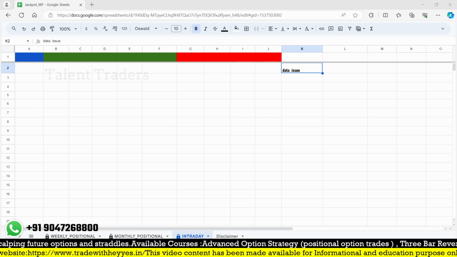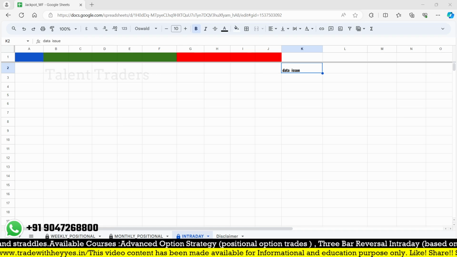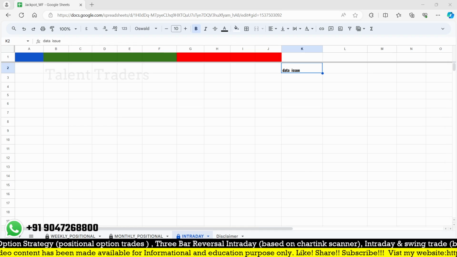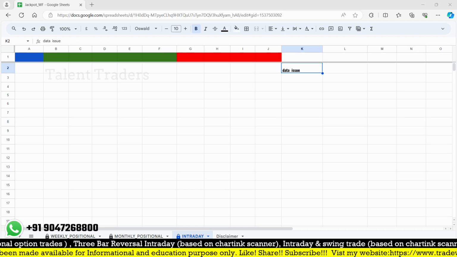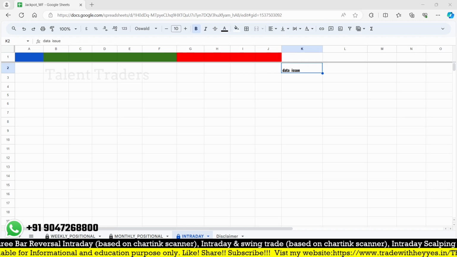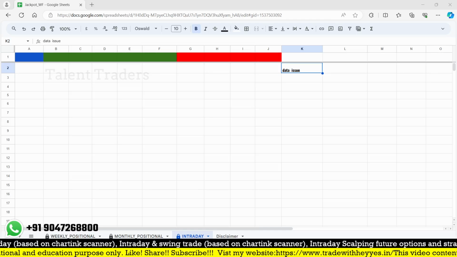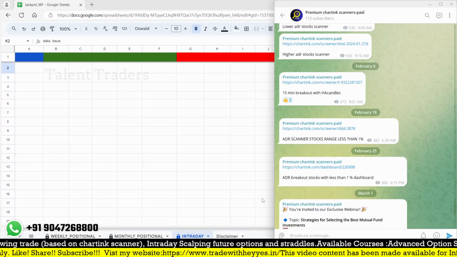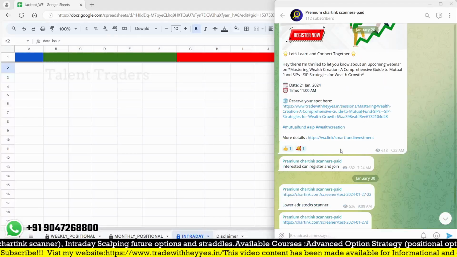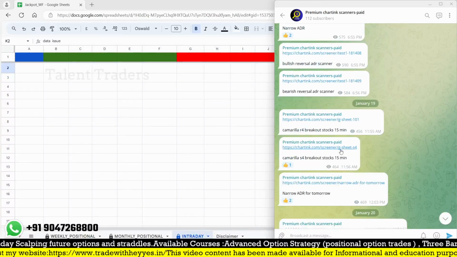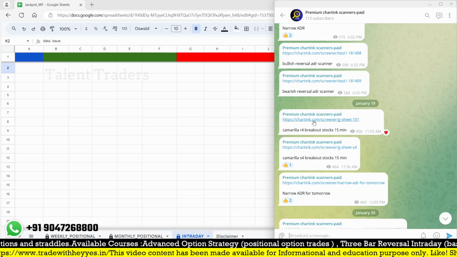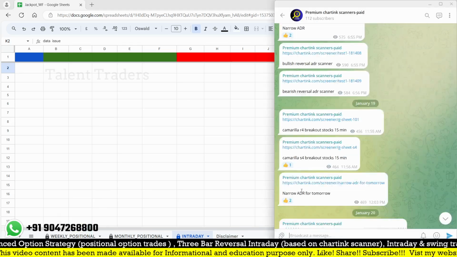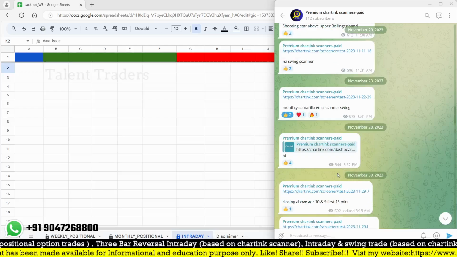Someone was asking about the scanners we already made. The ADR and some other things are working well in our intraday premium group, the paid premium group which we have. Someone asked what is available in the premium group. For example, we have already updated a short description about each scanner. Here you can see a Camarilla R4 breakout scanner, and a lot of other scanners we have updated. This is our premium group.